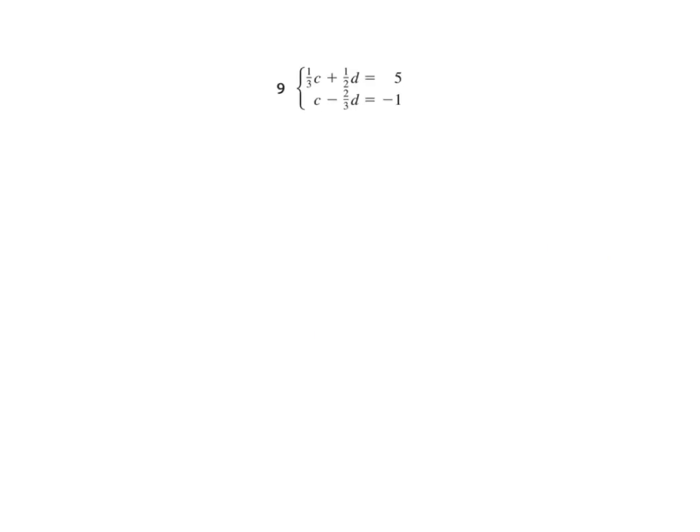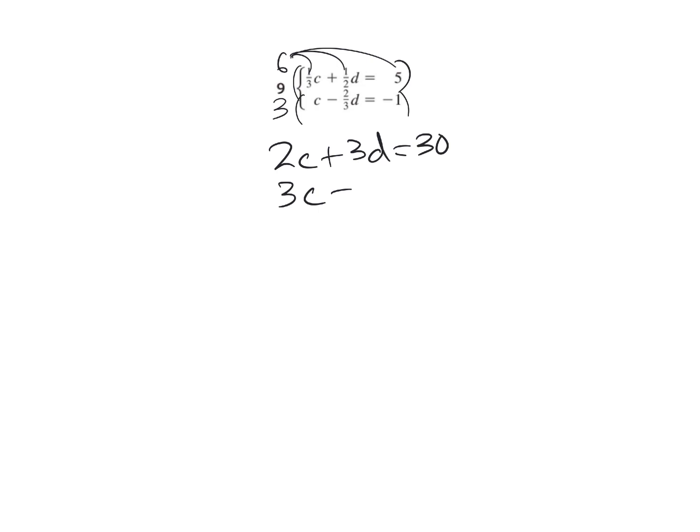All right, number 9. Let's get rid of fractions. I'm going to multiply the top by 6 and the bottom by 3. So 6 times 1/3 is 2. 6 times 1/2 is 3. 3 times c is 3c. 3 times 2/3 is 2. And 3 times -1. All right, now I'm going to multiply.